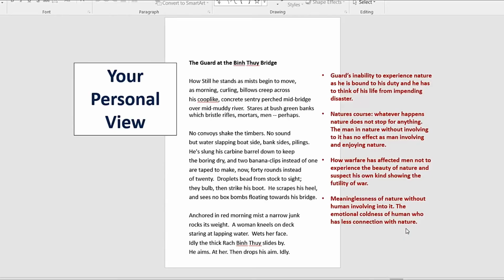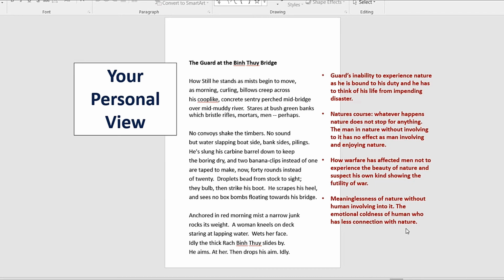Right, my personal idea of the poem is the god's inability to experience nature as he is bound to his duty and he has to think of saving his life from impending disaster and cause of nature. Whatever happens, nature does not stop for anything. Nature without the involvement of man has no effect, as man involving and enjoying nature. That means the involvement of man is essential for nature to be beautiful.